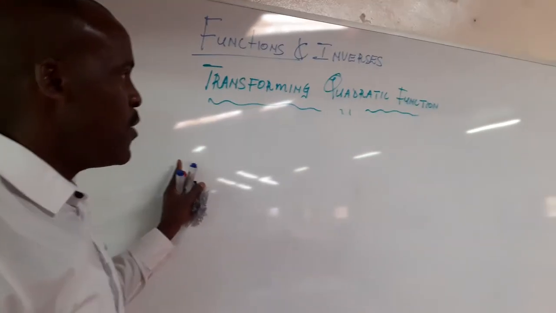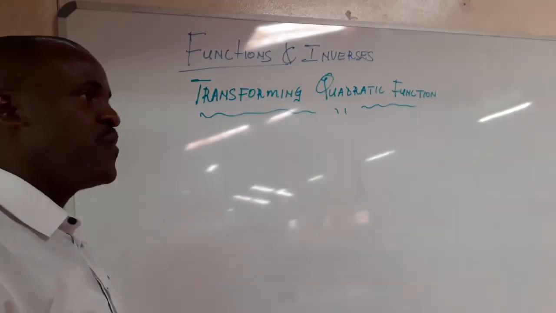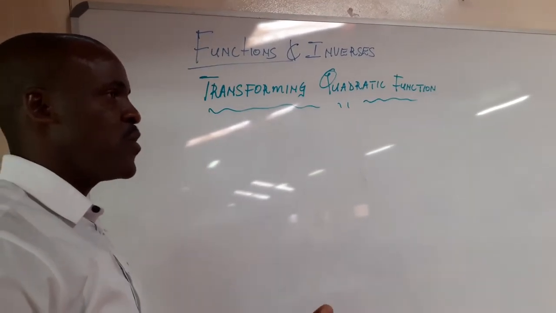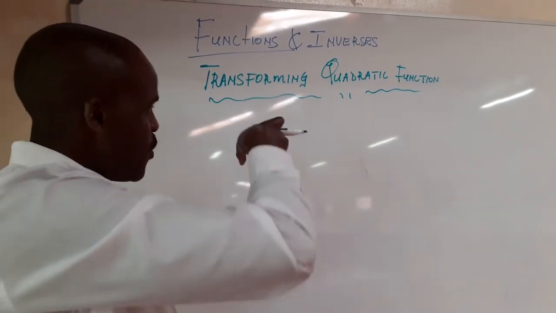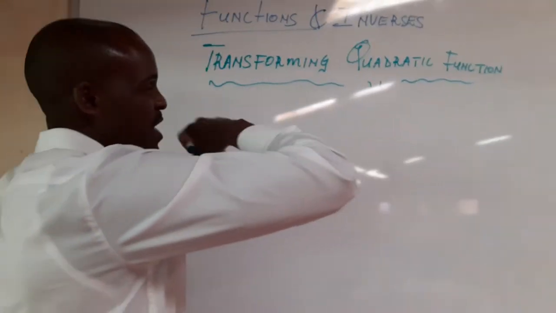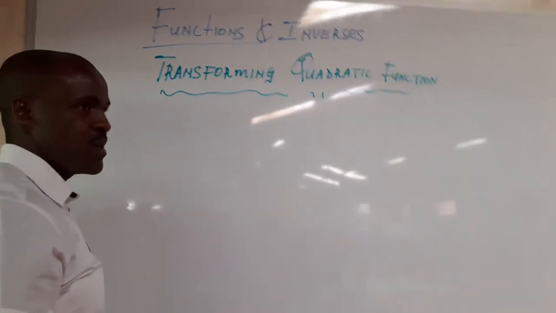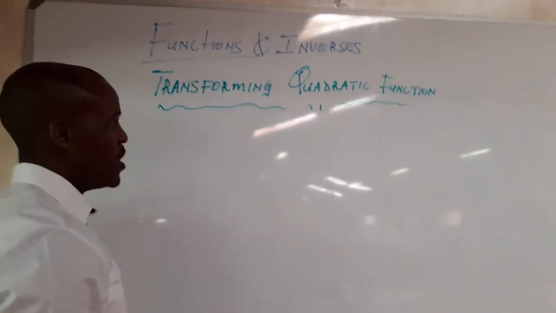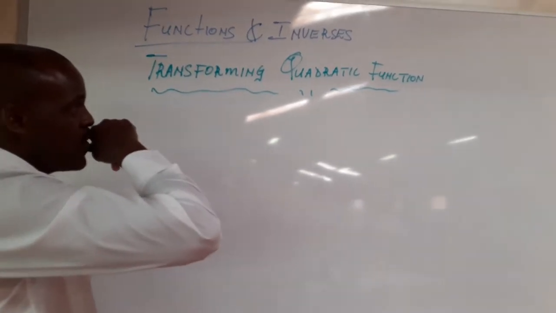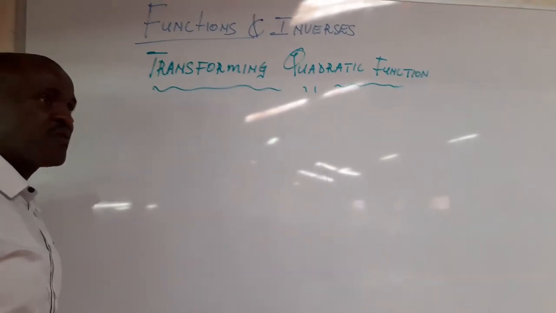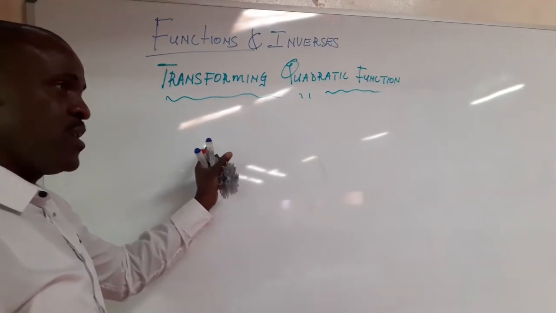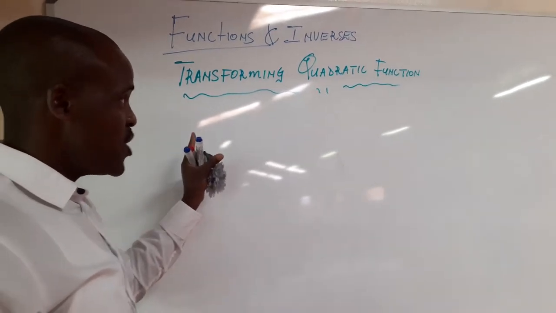Right, let's see now how to transform a quadratic function. When you transform, you are changing its original. You are changing it, you are making it something else. It will be no longer the one that it was before. So when you are to transform, there are some processes of transforming. We transform through reflection, and we also transform through shift.